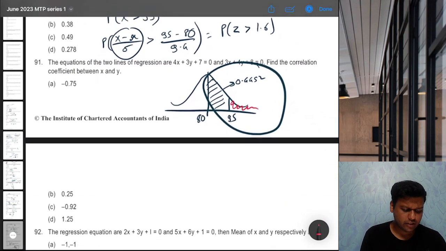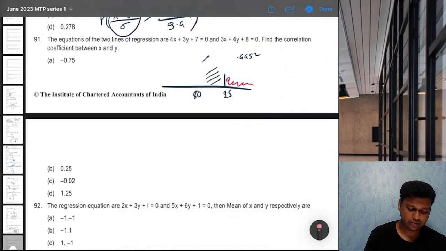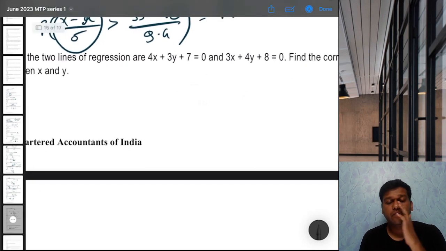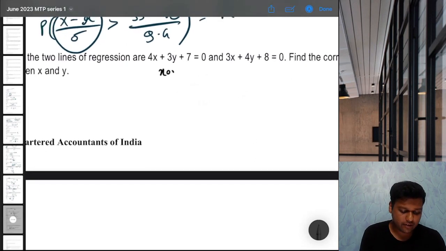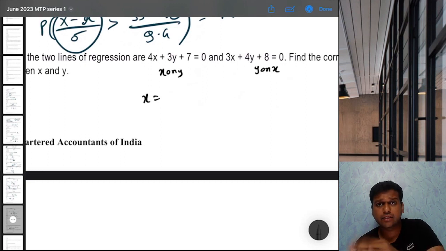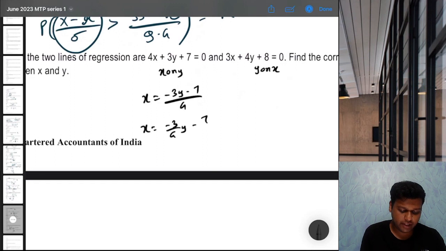That's it. The equations of two lines of regression are this and this. Find the correlation coefficient between x and y. Okay. For this, we'll first have to assume one line as x on y, another line as y on x. If this line is x on y, let's rearrange it. X is equal to what? We get x is equal to minus 3y minus 7 divided by 4, right? So we can say that x is equal to minus 3 by 4 y minus 7 by 4.